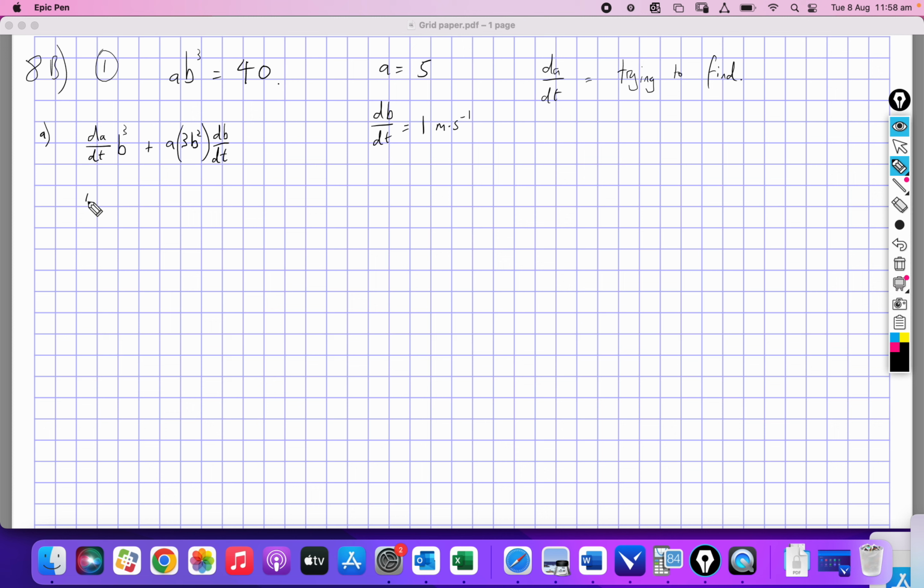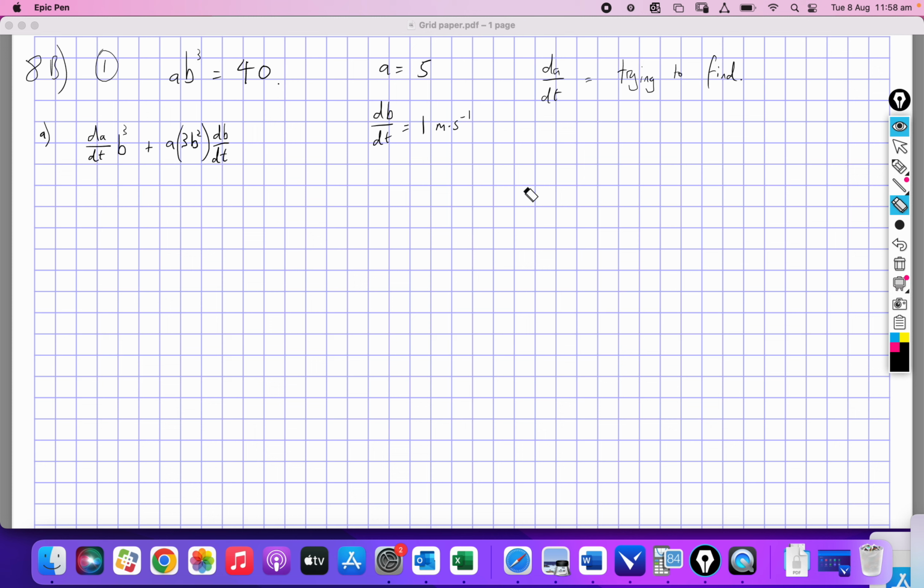So I've done a product rule, which you're familiar with u's and v's, yeah? So derivative of a, well, that was easy, just literally the derivative of a. Function b cubed, that's the v. Then you've got function a and derivative of function b with respect to time. So that's all we're doing there.